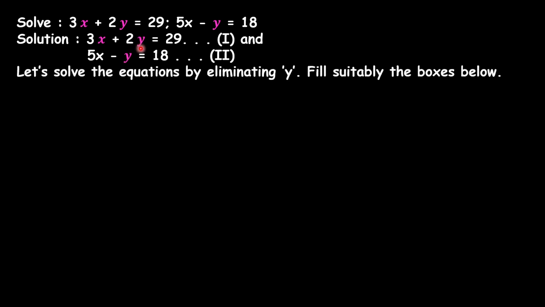Therefore to eliminate variable y, fill the boxes given below suitably. If we have to eliminate y, first we have to equate the coefficient of y. The coefficient of y is 2 in equation 1 and that of 1 is in equation number 2. To equate the coefficient of y, we have to multiply equation 2 by 2.